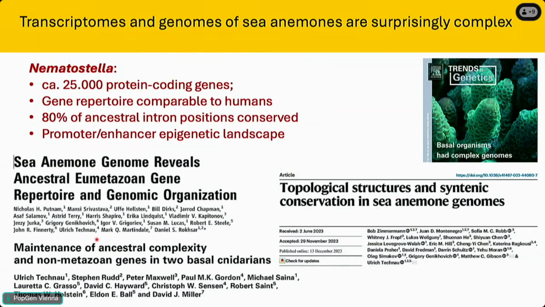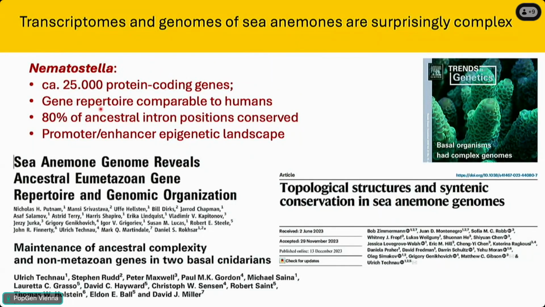So now we know, now that we have also resequenced the genome and have chromosome-scale genomes, that Nematostella has about 25,000 protein-coding genes. The gene repertoire is really comparable to humans, even on the individual gene level. If you look at conserved genes where you can align the proteins, then 80% of the ancestral intron positions are conserved to the nucleotide level, even though they have been separated for about 600 million years.